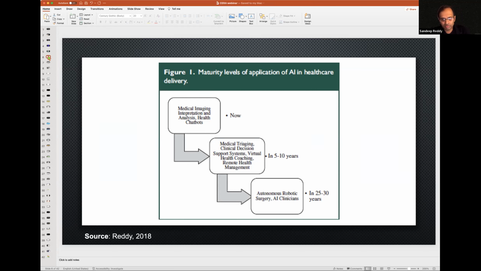And in 25 to 30 years, it's all speculation now, but we are likely to see some autonomous robotic surgery. Indeed, we have already seen trials for autonomous robotic surgery happen in the United States. And some people speculate there may also be independent AI clinicians in whatever form that may be.